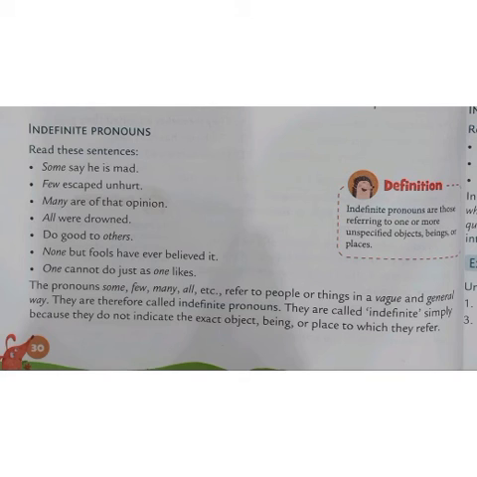Okay, they are very few. The pronouns like some, few, many, all, etc. refer to people or things in a vague or general way. They are therefore called indefinite pronouns. They are called indefinite simply because they do not indicate the exact object. As I explained earlier, they do not indicate an exact object or being or place to which they refer.